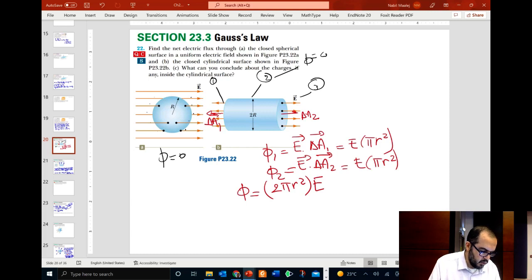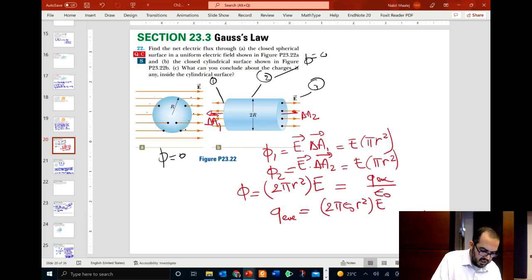Okay, what can you conclude about the charge, if any, inside the cylindrical surface? Is there a charge inside this cylindrical surface, or not? There has to be, because the flux is not 0 through the closed surface. So we can say this is equal to the charge enclosed divided by epsilon 0, and I can solve for the charge enclosed, which is 2 pi epsilon 0 r squared times E. And it's a positive charge, because notice the electric field is pointing away from the inside of this closed surface, so it has to be a positive charge.